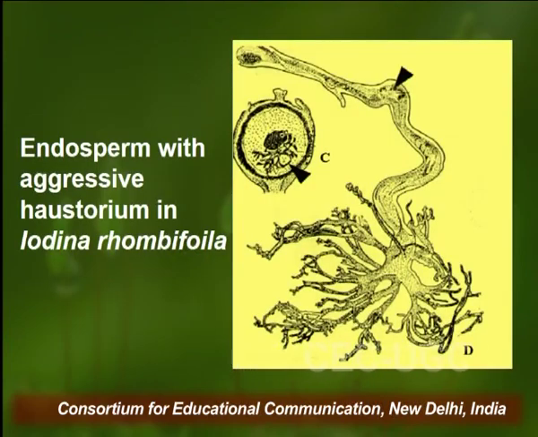Another example is Iodina rhombifolia. This is an endosperm with aggressive Haustorium. You can see there are many branches which are coming from the endosperm, right.